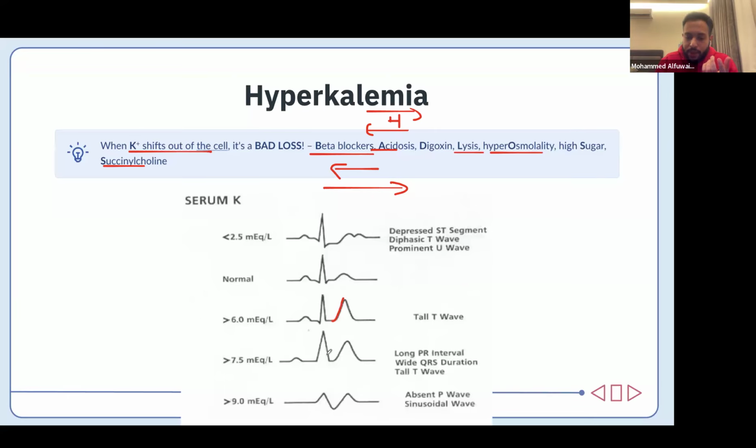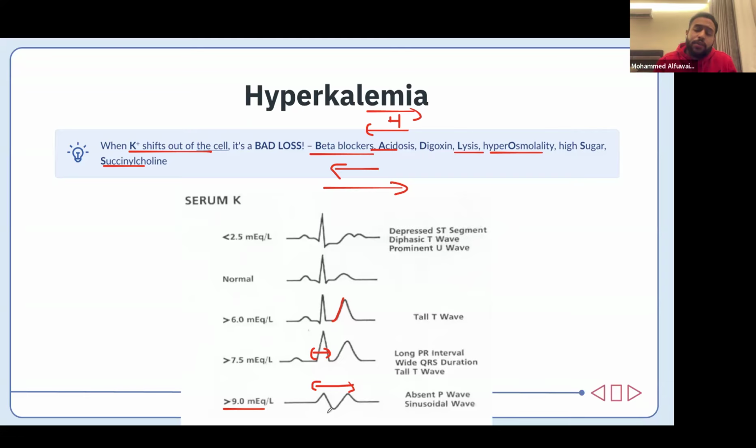Tall T waves, okay? Then it will form a widened QRS complex, okay? Very tall T wave. And then think of it as pulling the whole thing like this. So it will cause a sinusoidal pattern, okay? It kind of pulls the two waves together or apart. This is in severe hyperkalemia.